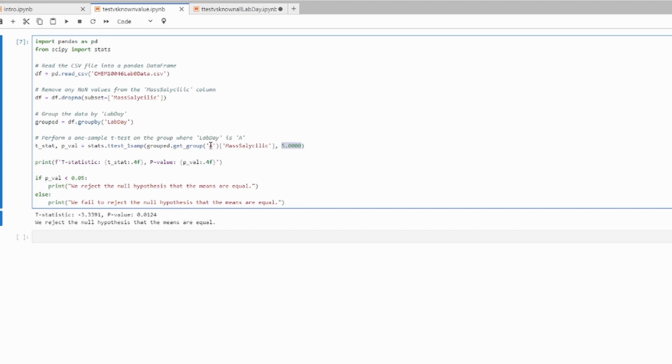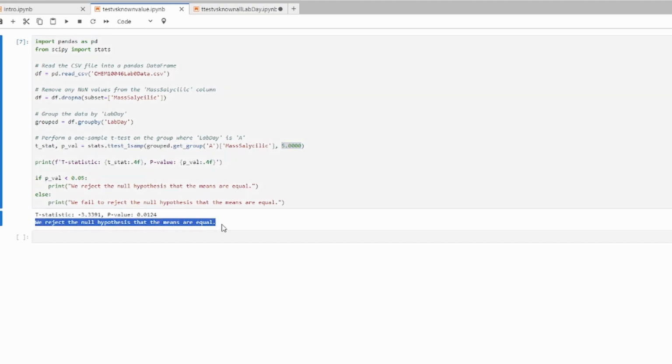So if we want to do it on lab group B versus this, or lab group C versus this, we can just apply that. And we got a nice little output here that tells us if it actually is equal or not. For this case, it says we reject the null hypothesis that the means are equal. So it's the opposite, they're not equal. So for lab day A, the average values that they got were not equivalent.